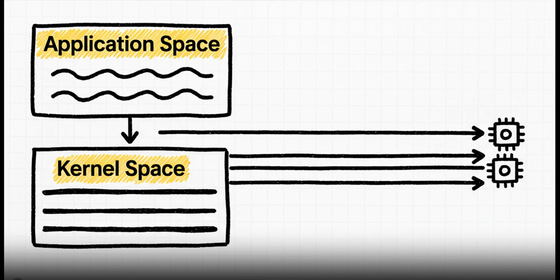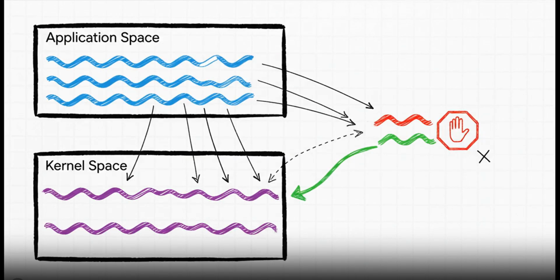Then you've got the total opposite, the one-to-one model. For every single user thread the app creates, the operating system creates a matching kernel thread to manage it. Now this is powerful. This is what allows for true parallelism, letting different threads actually run on different processor cores at the same time. And finally, there's a kind of hybrid approach, the many-to-many model. This one tries to get the best of both worlds. It maps a whole bunch of user threads to a smaller, more manageable group of kernel threads. It's flexible, and it avoids that big blocking problem of the many-to-one model.